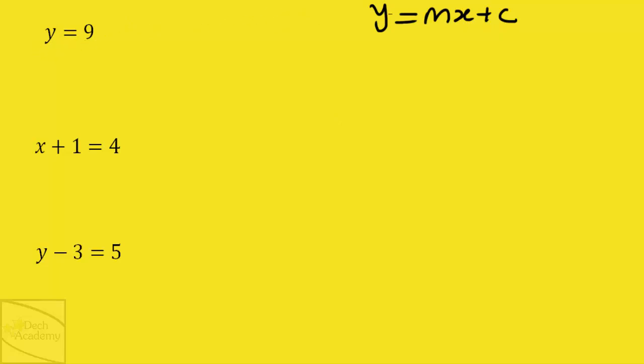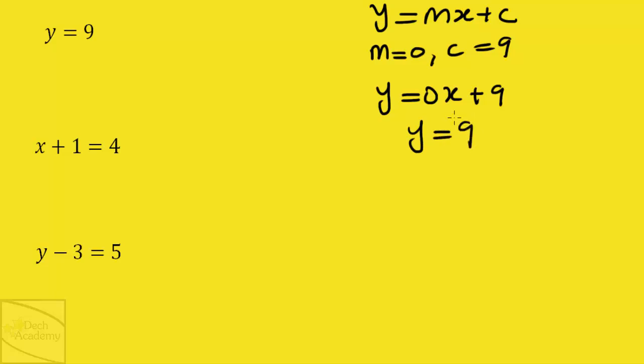This equation is the instance of this form where m is 0 and c is 9. Because if you substitute, or replace, m with 0 and c with 9 in the general form, you get 0 times x plus 9, which is 9, because 0 times anything is 0. The same applies for the other equations, but that's not our focus. Our focus is on understanding what it means for an equation to be satisfied.